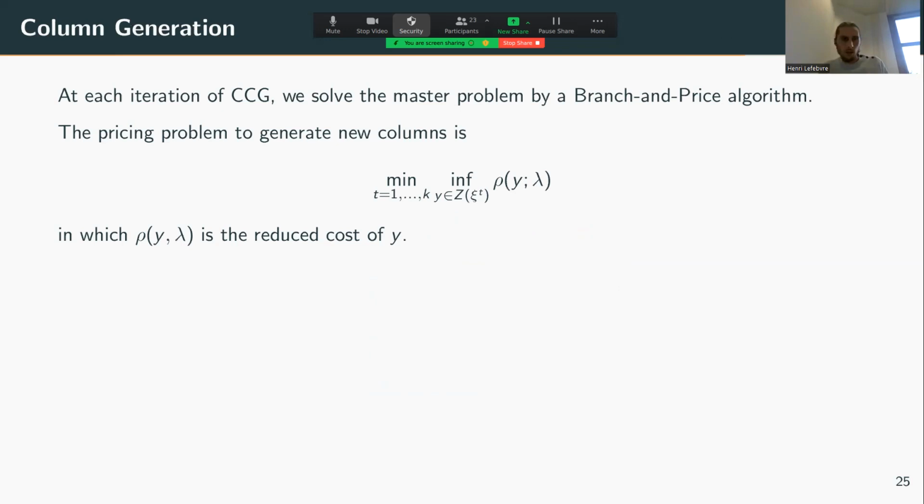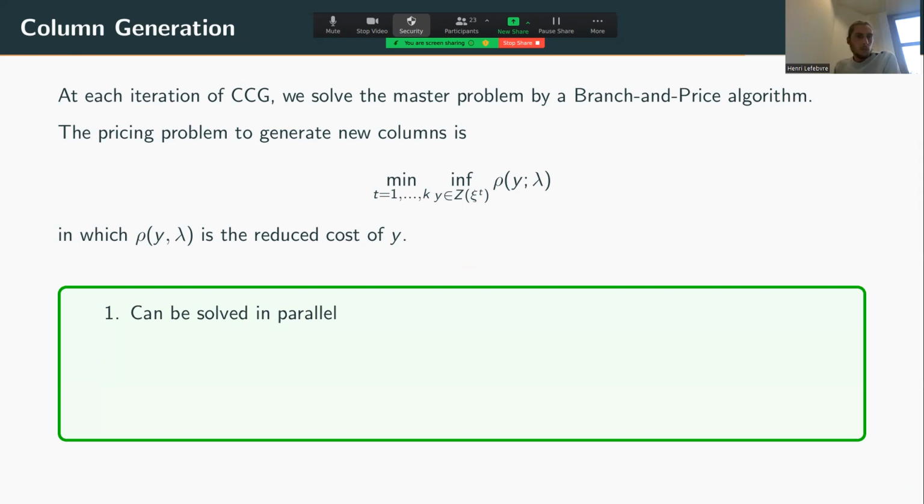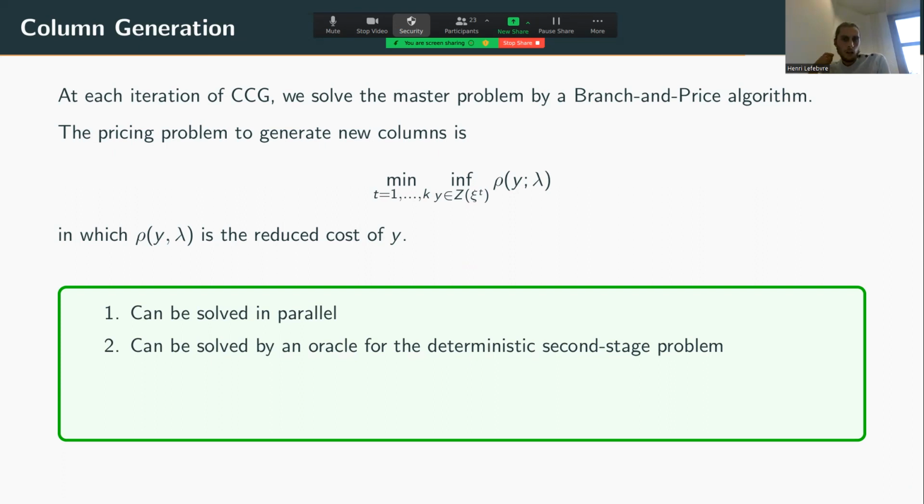And the pricing problem to generate a new column is simply the minimum over all scenarios of the minimum reduced cost, but this is just a linear function over the set Z, which is simply the second stage feasible space without the interdiction constraints. Okay, so this means in particular that first you can exploit parallelism, so you can solve the subproblems in parallel for all the scenarios. You can use an oracle for the deterministic second stage problem.